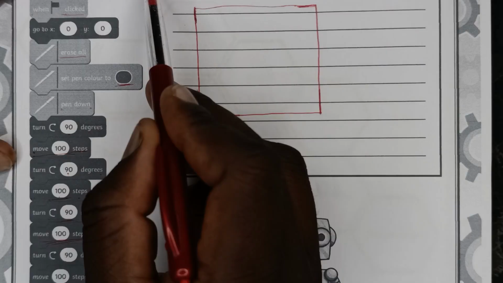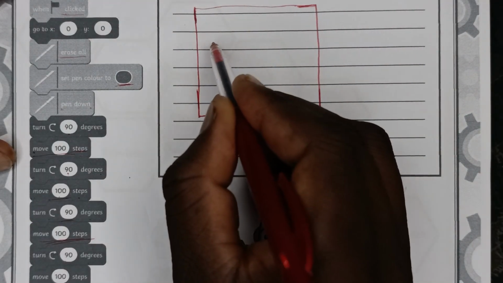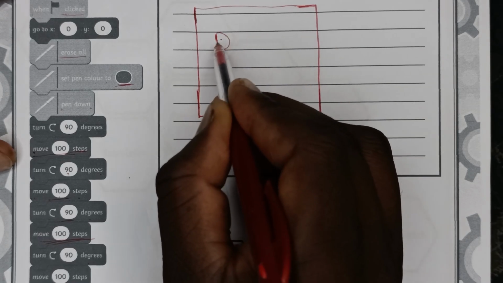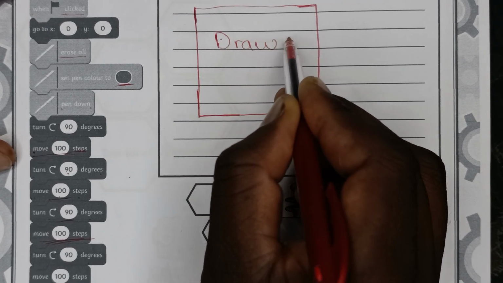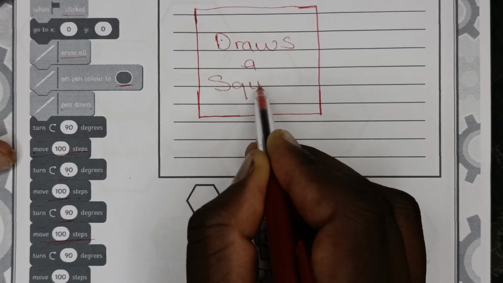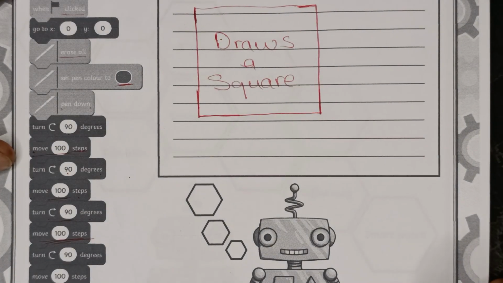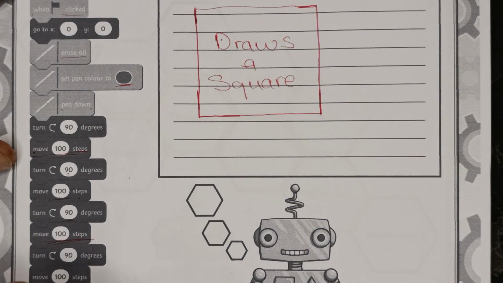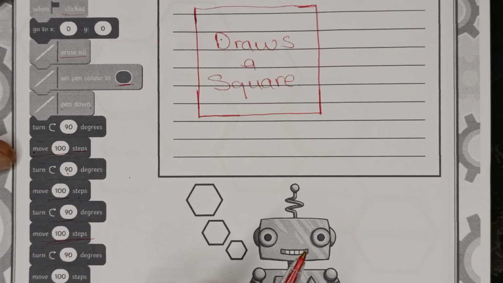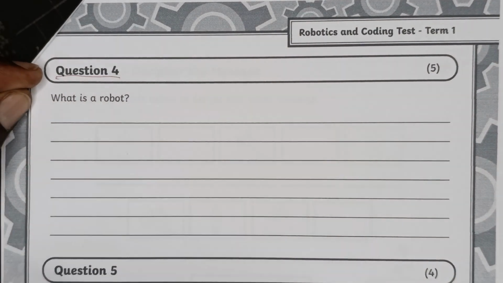So the question says write what it does. So these instructions draw a square. This is the same as what I told you when we were making a T. Coding is all about giving instructions. Now we're going to do question 4.